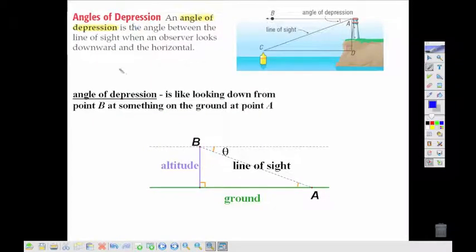Okay, the next thing is angle of depression. Now, if the angle of elevation was looking up, angle of depression is looking down. Think about if you're depressed, you are feeling down, you're looking down. So angle of depression is looking down.